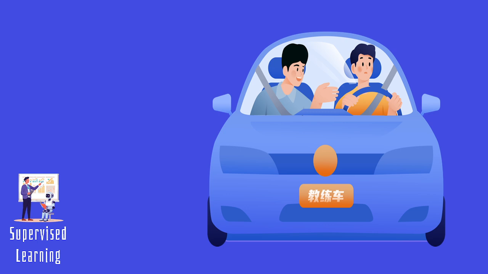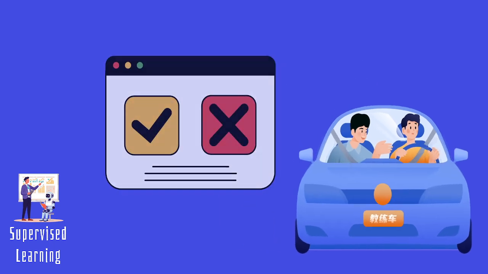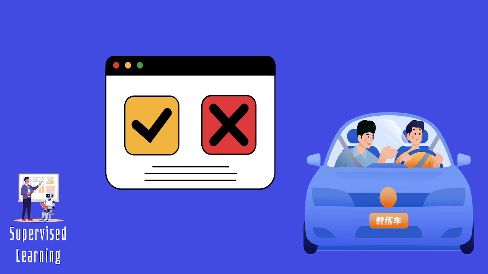Let's take another example to understand supervised learning. Suppose you are learning how to drive a car and you have a trainer with you. The trainer tells you from the beginning what to do and what not to do, right? So, these instructions given by the trainer are like your training data. They contain labels about what to do and what not to do.